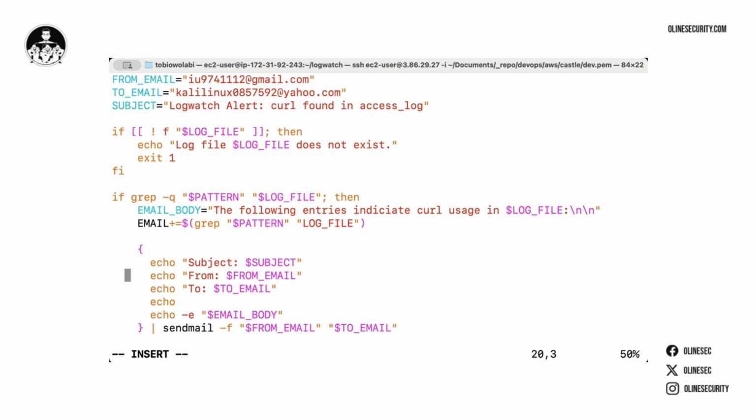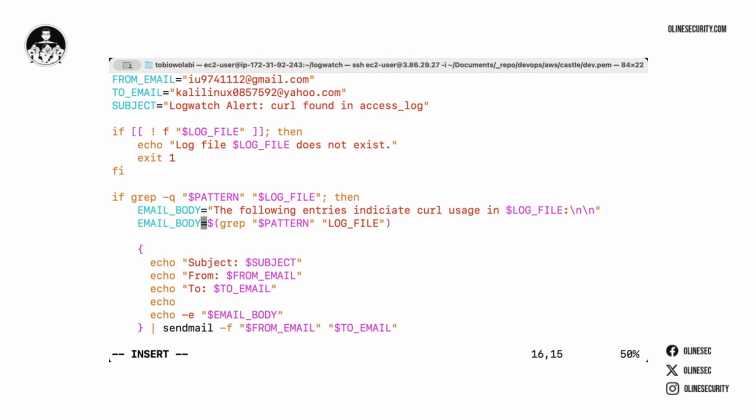Okay, something's not right here. We have email. Okay, I see what I did. See, this is why we go back through it. This isn't email body. It should be email_body. So we have email_body equals the following entries indicate curl usage. Then we close that out, and then we have email_body plus equals. We have our grep. Boom. But something's throwing me off right here. Why this isn't?